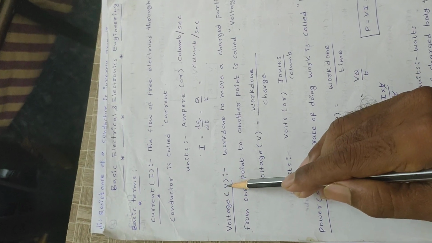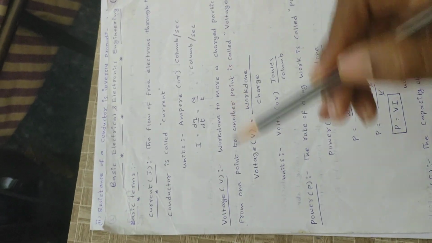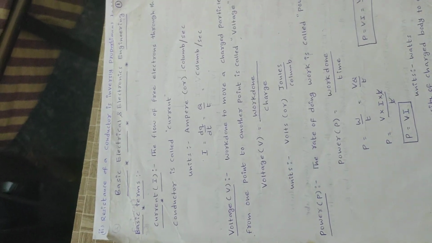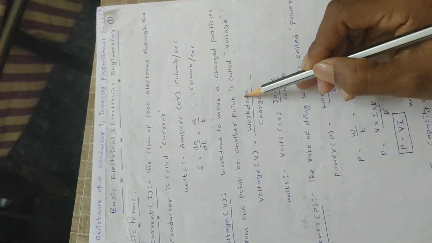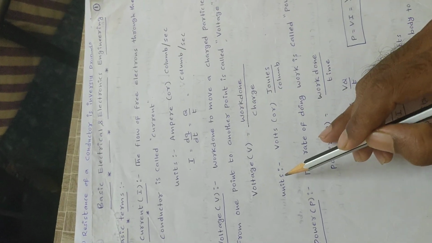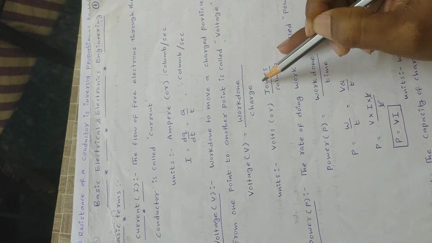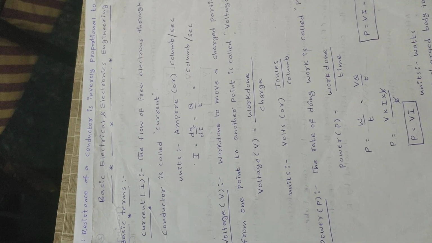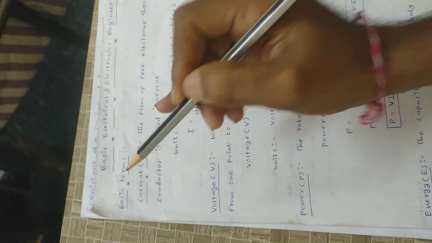Similarly, voltage V. Voltage V is nothing but the work done to move a charged particle from one point to another point. That is, voltage V is equal to work done divided by charge. The unit for voltage will be volts; the unit for work done is joules and the unit for charge is coulombs. Joules per coulomb is also another unit for voltage. That is about voltage and current.